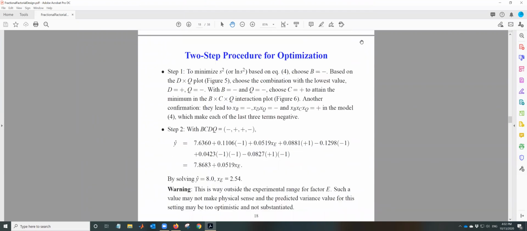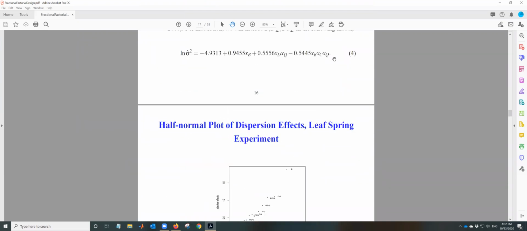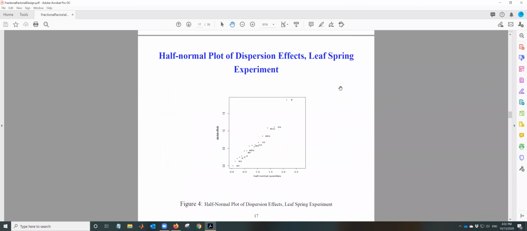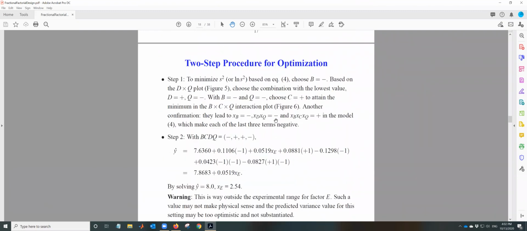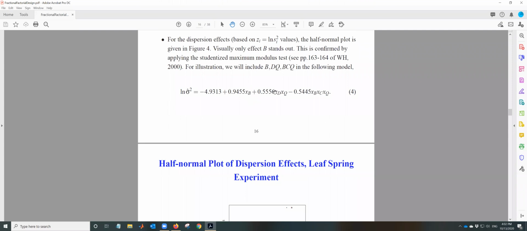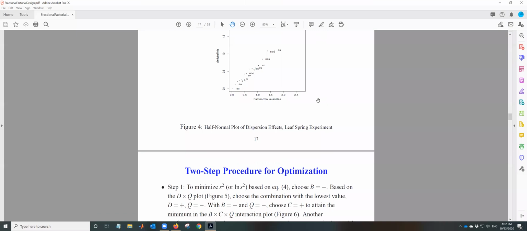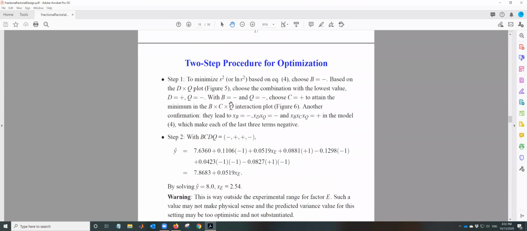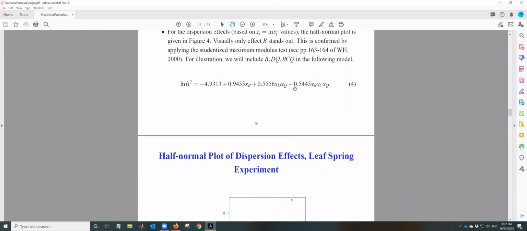So we want to make sure the right side of this equation to be as small as possible because we want to minimize the variance. So this will need to B minus and DQ minus and BCQ plus. In this way, we will make each of the last 3 terms negative. So this one is negative, negative, and this one should be positive, right? Yes, BCQ is positive. But you have a negative sign here, so it's still negative. So you make it smaller.